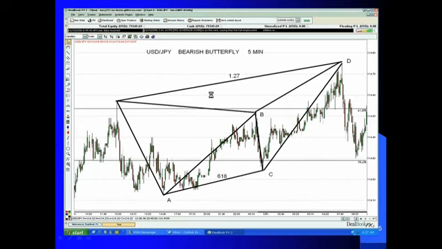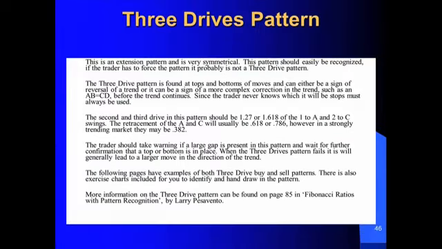Okay, now the three drive to a bottom pattern is also a three drive to a top pattern, and basically what you're looking for is symmetry. The three drive pattern was first discovered by Gartley again, and it was picked up in 1961 by a man named William Dunnigan out of Santa Barbara, California, who wrote two books called the Dunnigan One-Way Formula and the Dunnigan Thrust Method. Basically, it was an expansion of the three drive pattern.